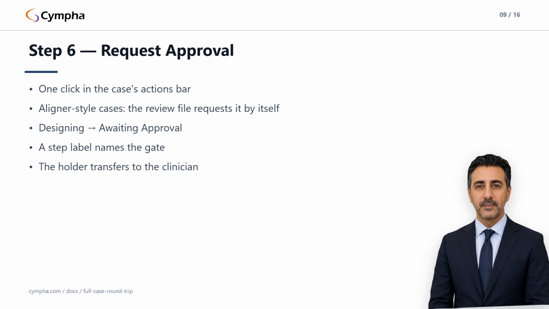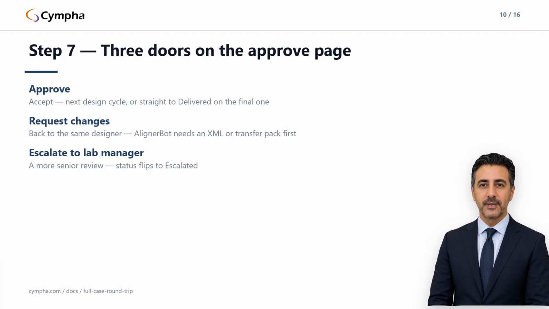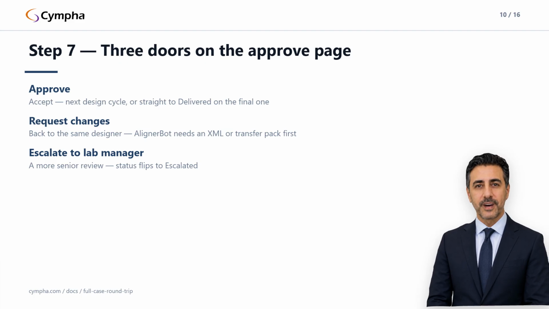The status flips to approved. For 2 cycle categories like orthodontics or AlignerBot, the case then goes back to designing for the next cycle, treatment plan first, appliance design second, with the same designer still holding it. On the final cycle, a digital case advances straight to delivered.